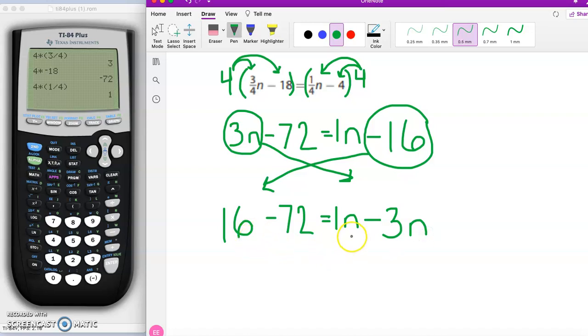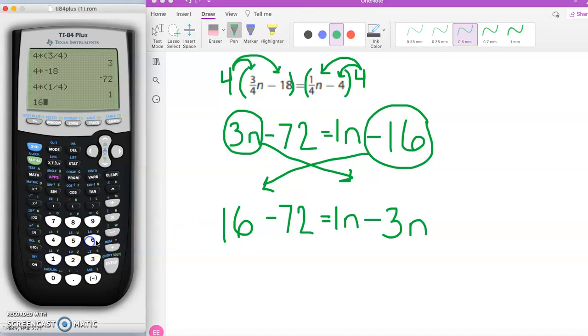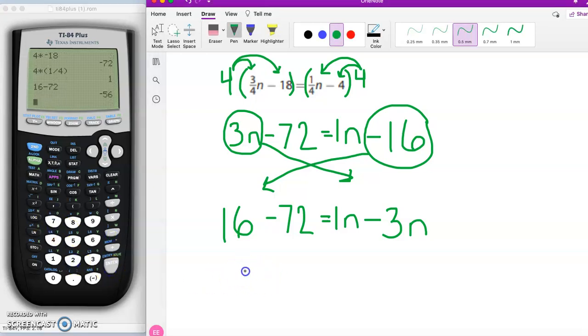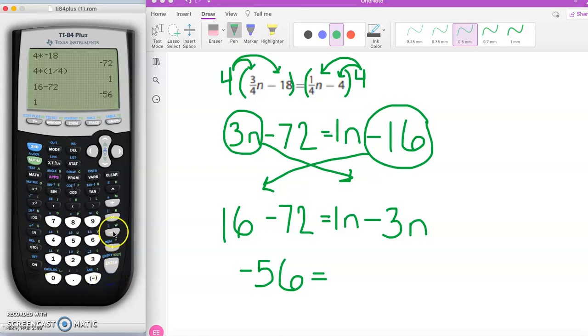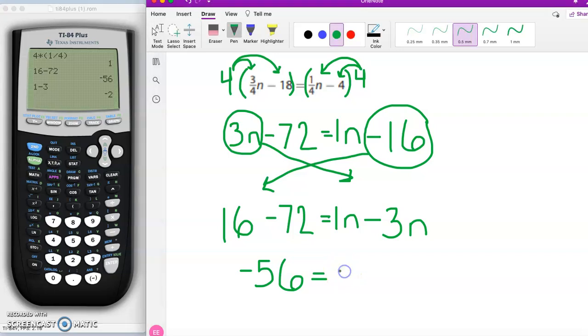So now I have my variables on one side and my whole numbers on the other. So let's see, 16 minus 72, that's negative 56. And then 1n minus 3n, I'll do it in the calculator. 1 minus 3 equals negative 2n.